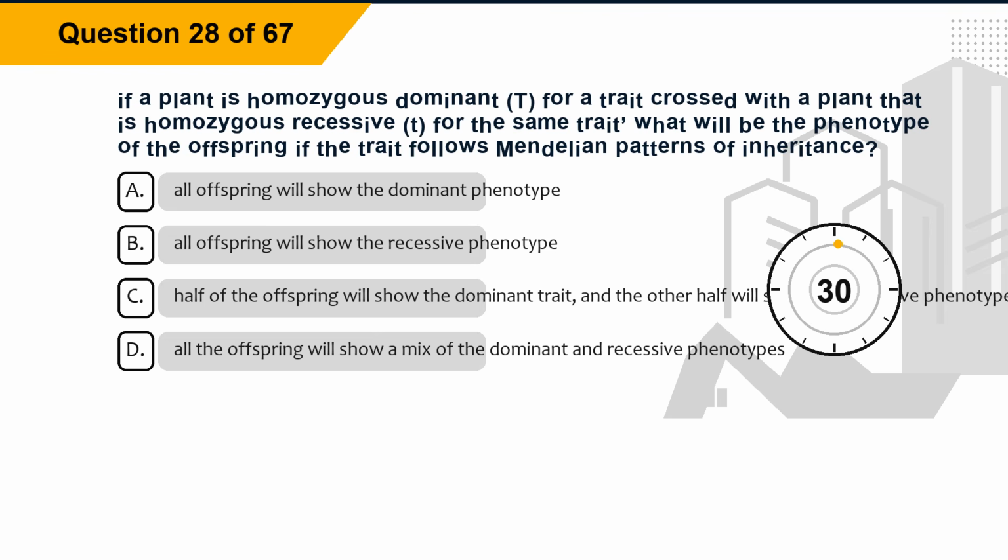Question 28. If a plant is homozygous dominant, T, for a trait crossed with a plant that is homozygous recessive, t, for the same trait, what will be the phenotype of the offspring if the trait follows Mendelian patterns of inheritance? Option A, all offspring will show the dominant phenotype. Option B, all offspring will show the recessive phenotype. Option C, half of the offspring will show the dominant trait, and the other half will show the recessive phenotype. Option D, all the offspring will show a mix of the dominant and recessive phenotypes.